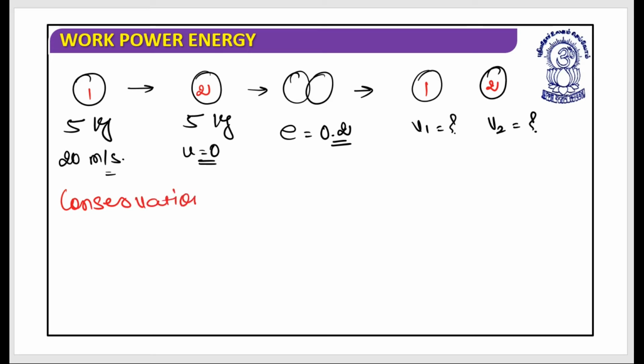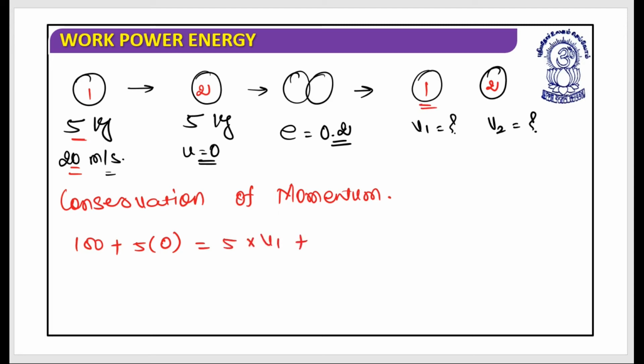First, according to the conservation of momentum, we can say 5 into 20, which is 100, plus 5 into 0, should equal 5 into v1 plus 5 into v2. So this could be written as v1 plus v2 equals 20. This is relation number 1. I hope this is clear.